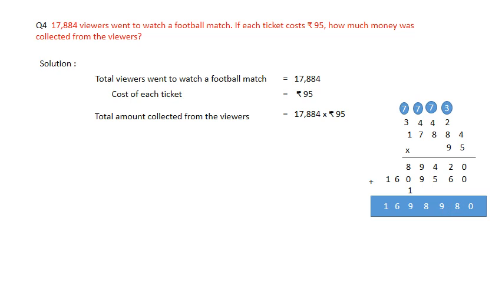Okay, what is our method? First we write down the given. This is your given. This we want to find out. Here we are doing calculation work and finally we are writing in statement form. The total amount collected from the viewers is rupees 16,98,990. Come on student, just write down quickly.